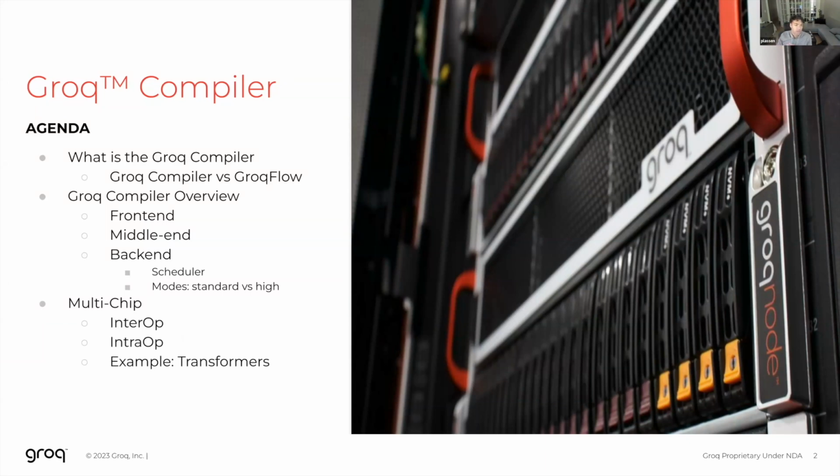From there, I'll talk about the different phases of the compiler, namely the front end, middle end, and back end. And then I'll also focus on two modes available in the back end that give a trade-off between performance and compile time. And from there, I'll talk about multi-chip and how we do multi-chip in the compiler, talk about our intra-op partitioning, and then use transformers as a motivating example.